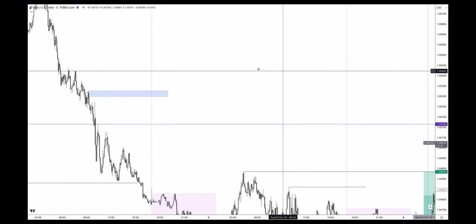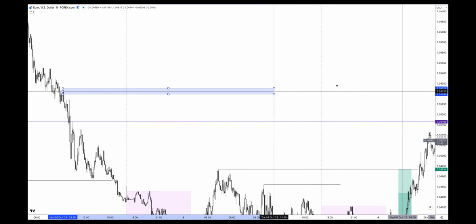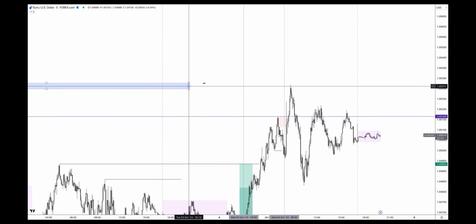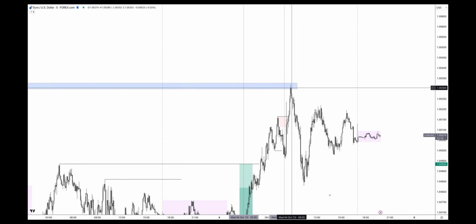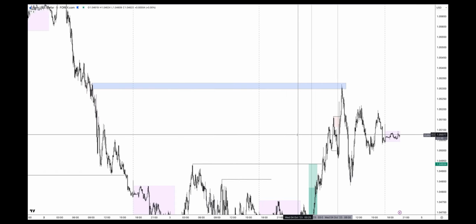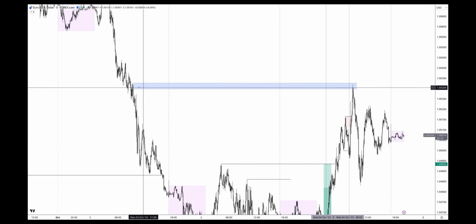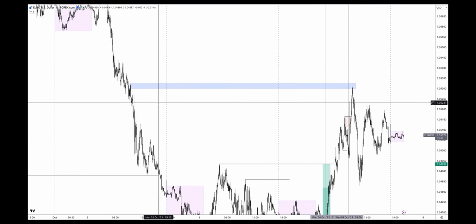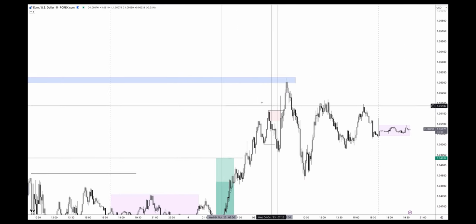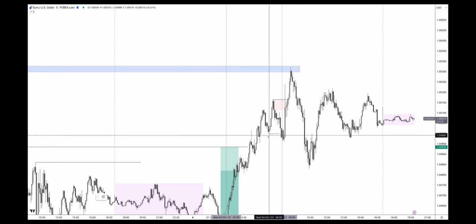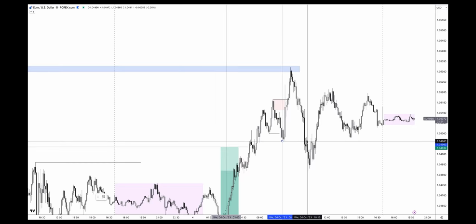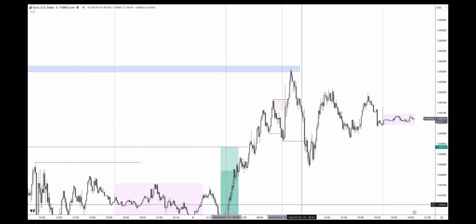And lo and behold, price runs right into it and trades away. Okay. I know it wasn't the cleanest of entries. I'm just showing you that this stuff can be really precise sometimes. But we respect it and we break back down. And what do we do? We actually run for the lows and trap buyers again.